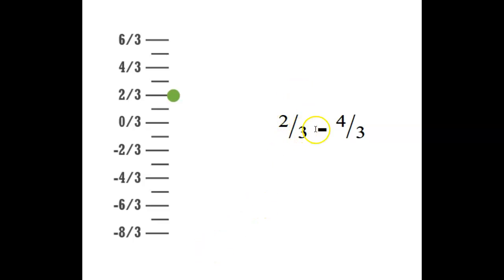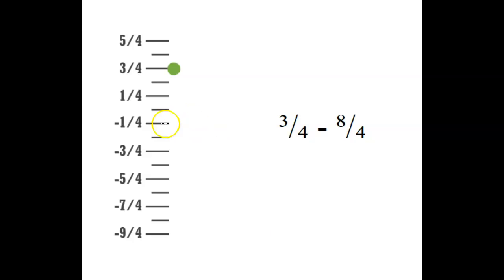So if we start up here at 2 thirds and we want to subtract 4 thirds, that means we need to go down, right? Subtract would go down. So we would count down 1, 2, 3, 4 thirds down, and we would end up down here at negative 2 thirds. Yeah?